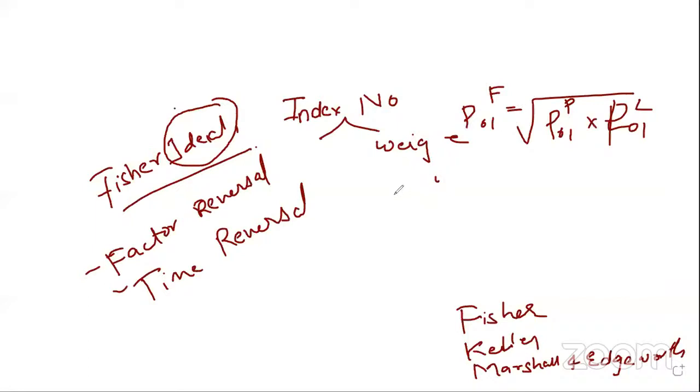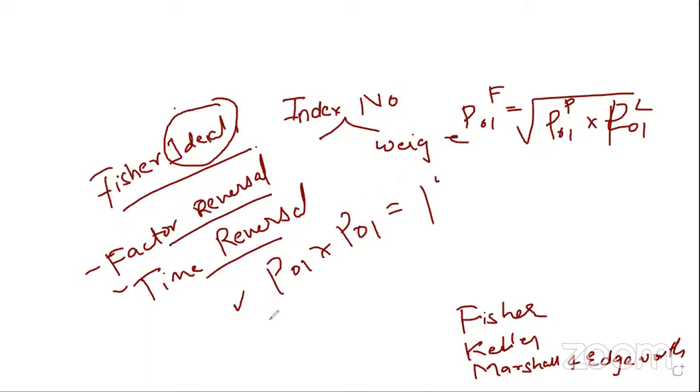Understood? And what is the time reversal test? Time reversal test is P10 into P01 is equal to 1. It means if we take the index at opposite time intervals, then they should come as 1. What is factor reversal? When you take the price index with the quantity index, the value should be equal to the value index, because you know price into quantity is value.